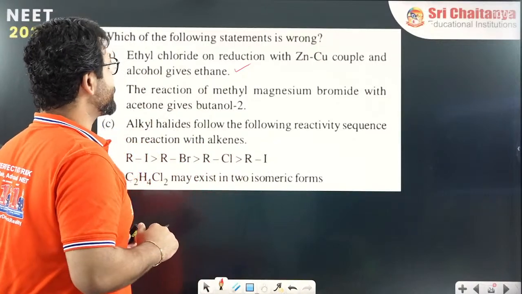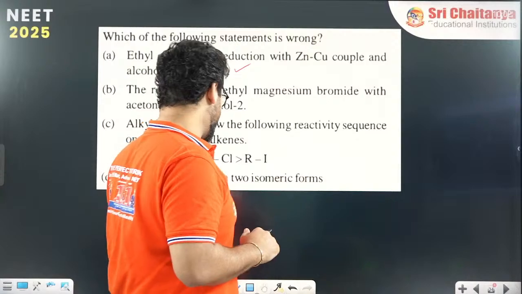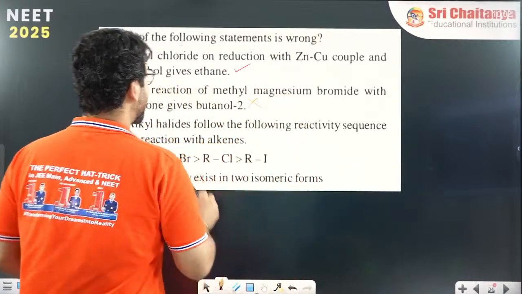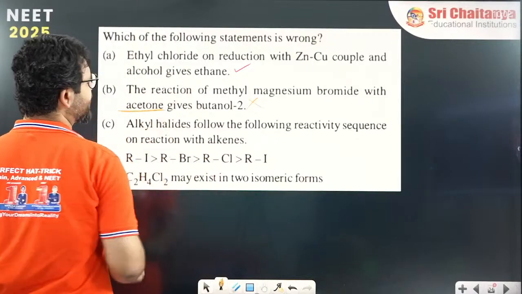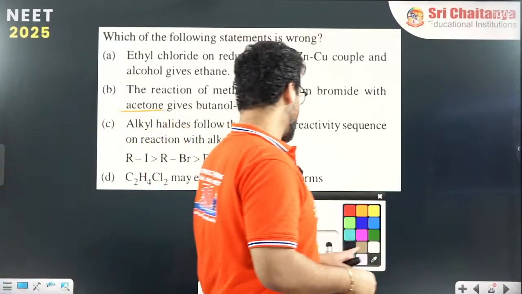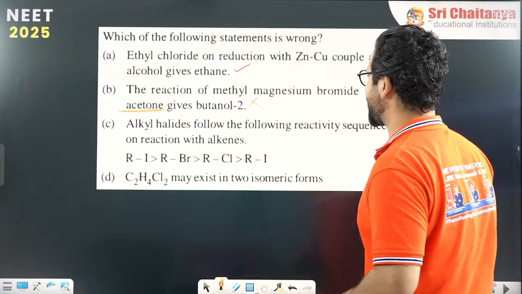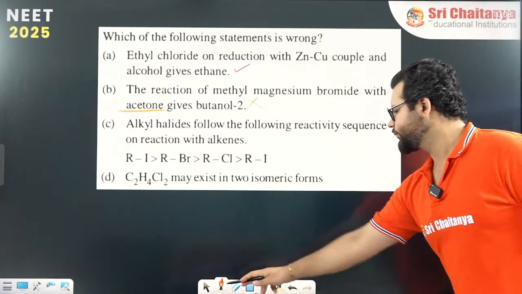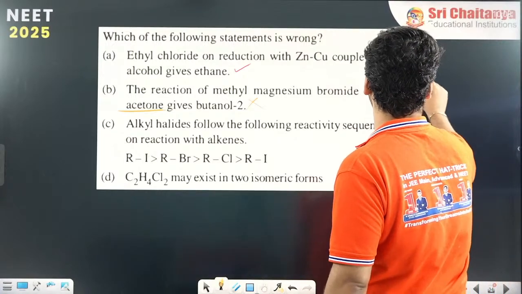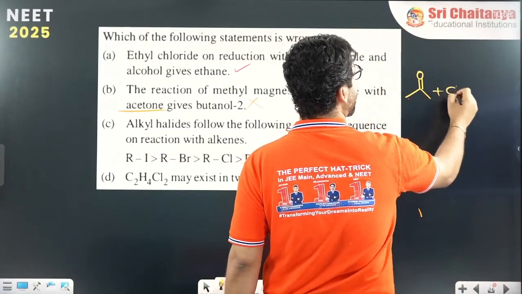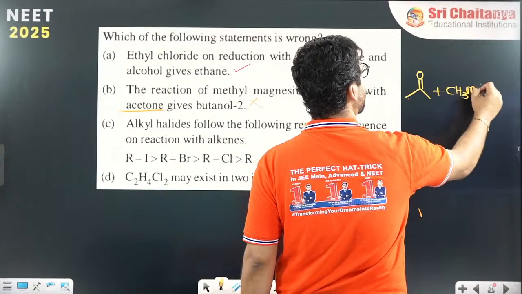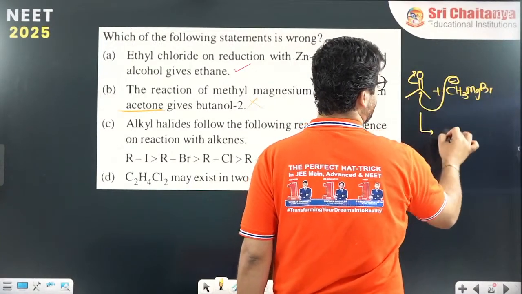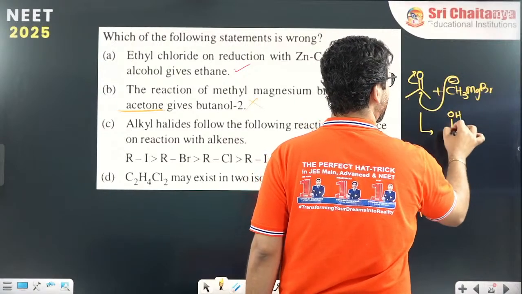Reaction of methyl magnesium bromide with acetone gives butan-2-ol. Not possible. Acetone is a ketone and we know ketones give tertiary alcohol. Butan-2-ol is a secondary alcohol. So when you do the reaction of acetone, this is acetone, and if I react it with methyl magnesium bromide, it will give you tertiary butyl alcohol, like this.